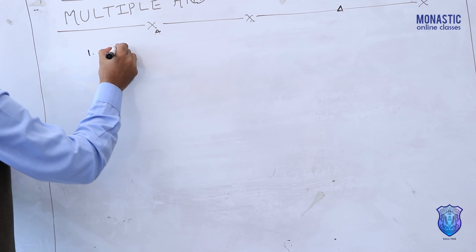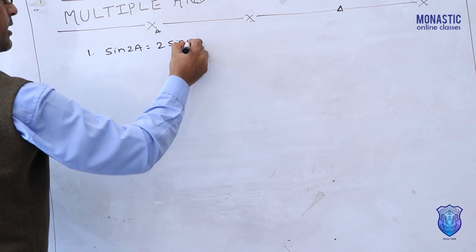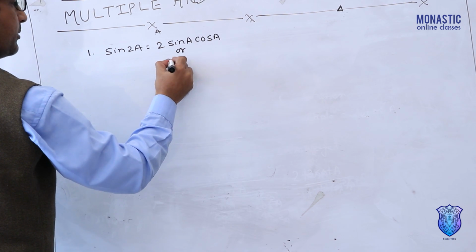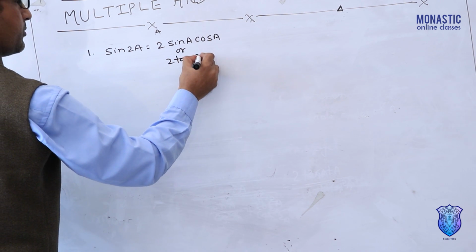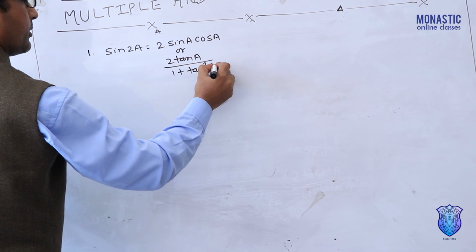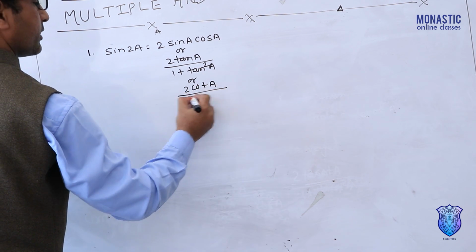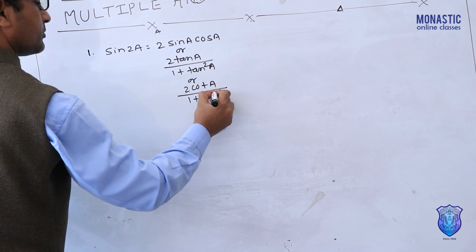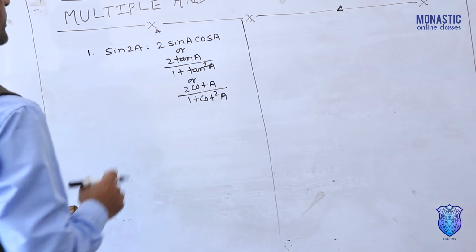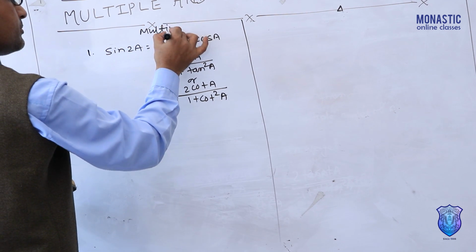First formula, sine of 2A came 2 times sine A cos A. Second one came 2 times tan A by 1 plus tan square A. Then third one came 2 times cot A by 1 plus cot square A. These are the formulas of multiple angles.